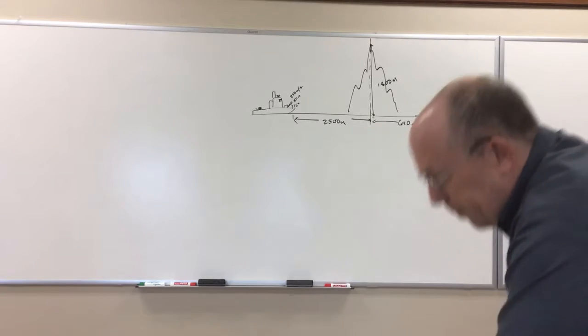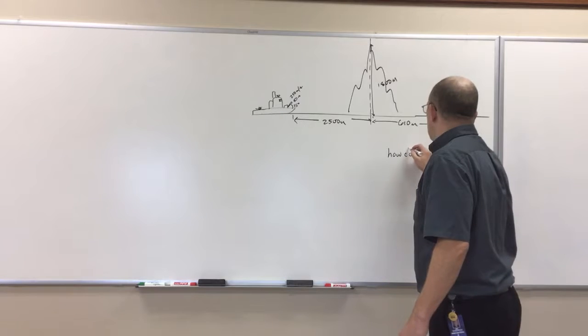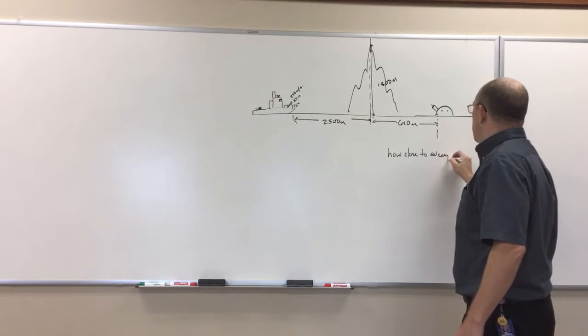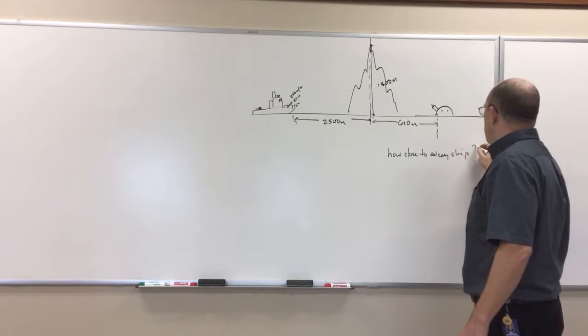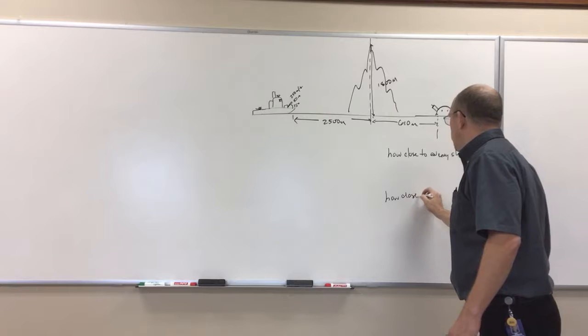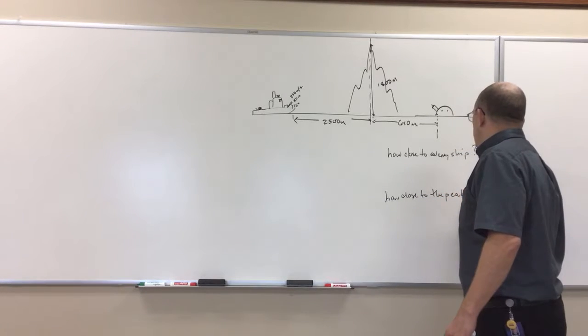Two questions. How close to the enemy ship does the shell land? And how close to the peak is the shell?